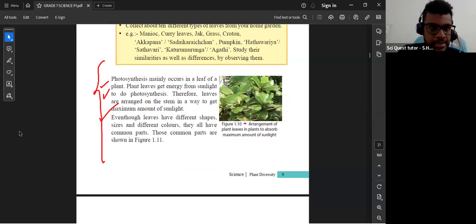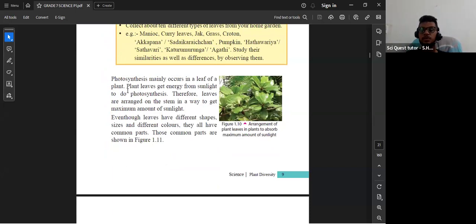Now let's read this. As I mentioned earlier, photosynthesis. What is photosynthesis, students? Hope you all have studied in grade 6. That is producing food. Plants make the food. They produce their food. That's why they are known as autotrophic nutrition. Isn't it, Savanya?